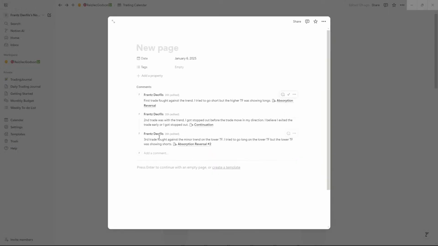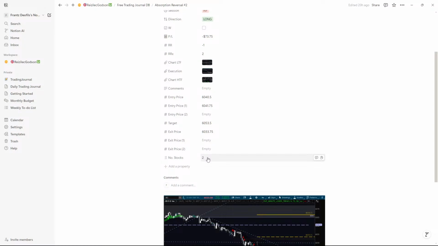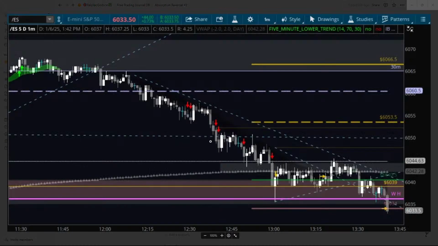If we look at the third one here, third trade, I fought against the minor trend on the lower time frame. I tried to go long on the lower time frame, but the lower time frame was showing shorts. Right, and that one here was a bigger loss. I even added to this trade, I think, when I first started. So I ended up eating that one up.